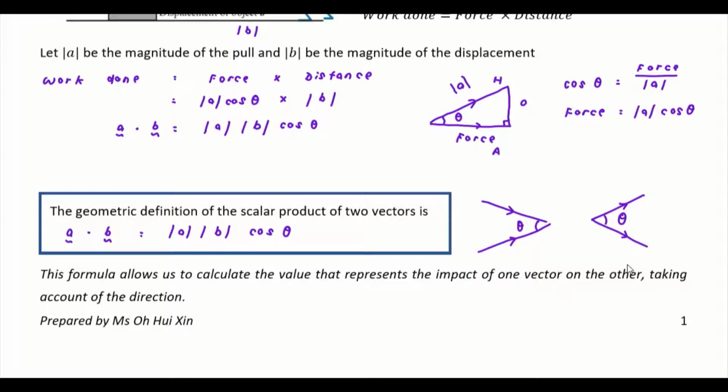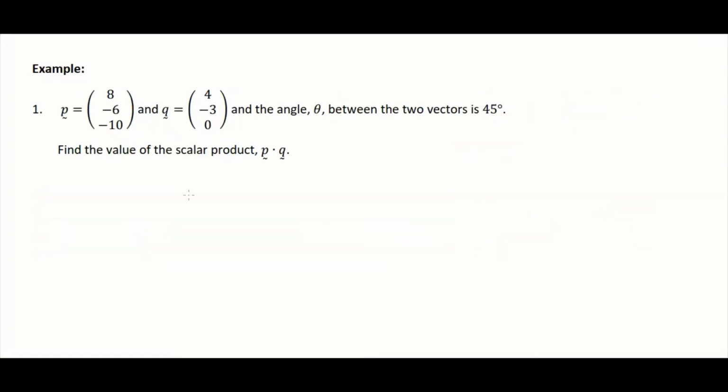To introduce how you use this formula, let's look at example 1. Given the vectors P and Q, and the angle theta between the two vectors is 45 degrees, find the value of the scalar product. We can write down the formula that we learned just now: A dot B equals modulus A multiplied by modulus B and then cos theta. So we need to find the modulus first, which means the magnitude of the vectors. Let's start with the first one.